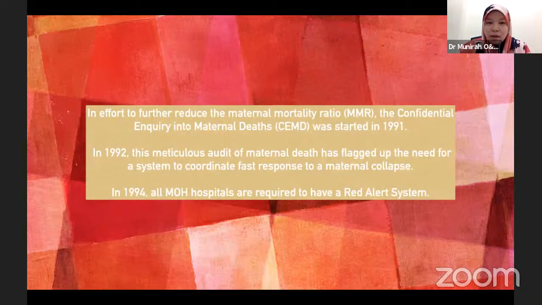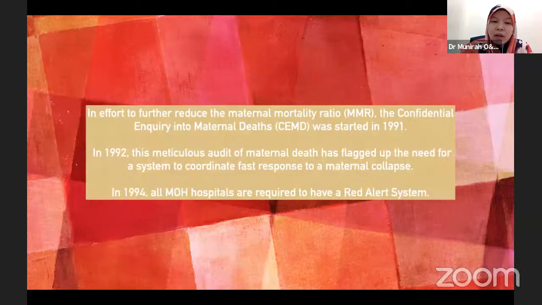So this confidential inquiry is a meticulous audit. We looked through each case, why exactly it happened, and the events leading to the death of a mother, because each mother counts. Within 1 year of starting this CEMD, it was flagged up that one of the things we could change in preventing maternal death is to have a system to coordinate a fast response to a maternal collapse. So in 1994, there was a circular for all MOH hospitals to have a red alert system.